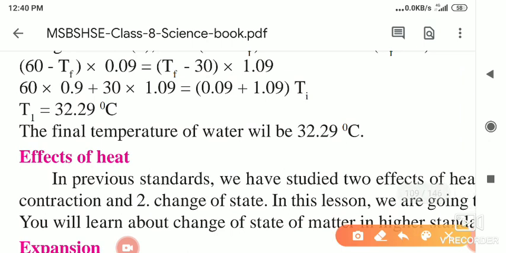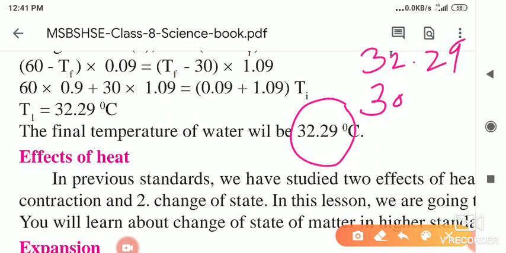example, if we do the calculations, we will get T final equals 32.29 degrees Celsius. That is the T final temperature of the water, 32.29 degrees Celsius, means the temperature will rise from 30 degrees to 32.29. Means how much temperature was increased in the calorimeter is 2.29 degrees Celsius.